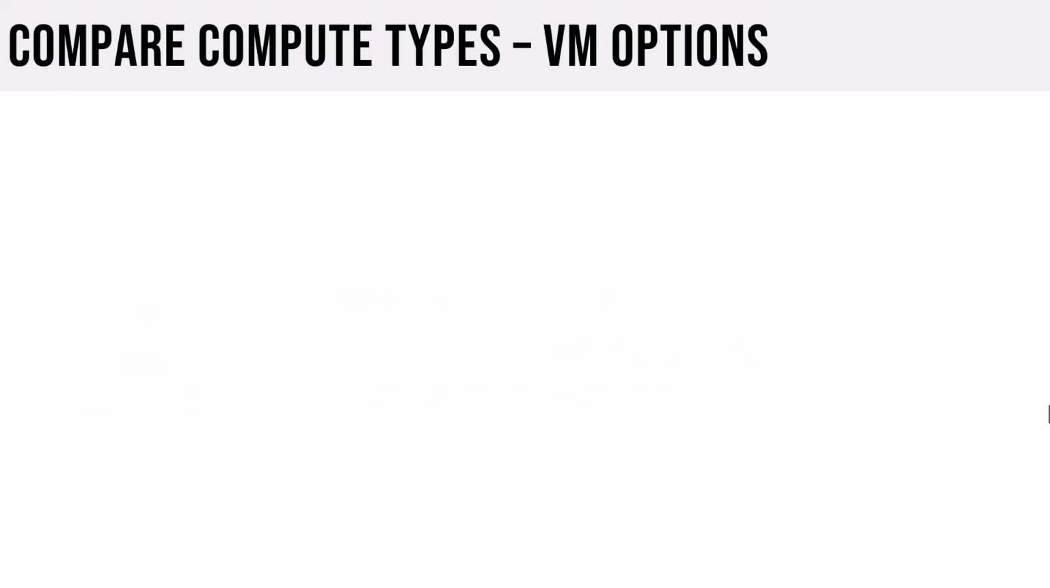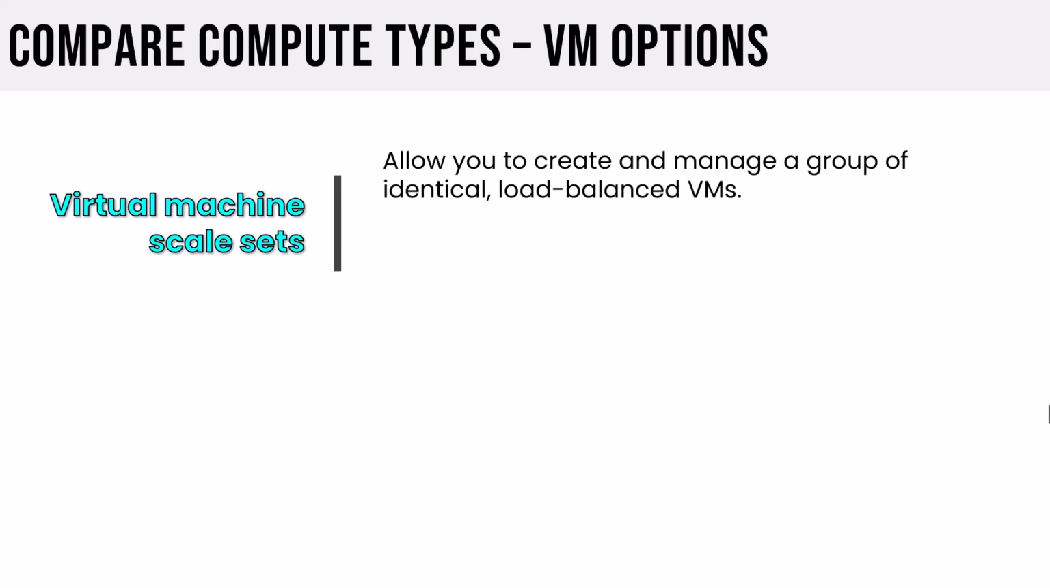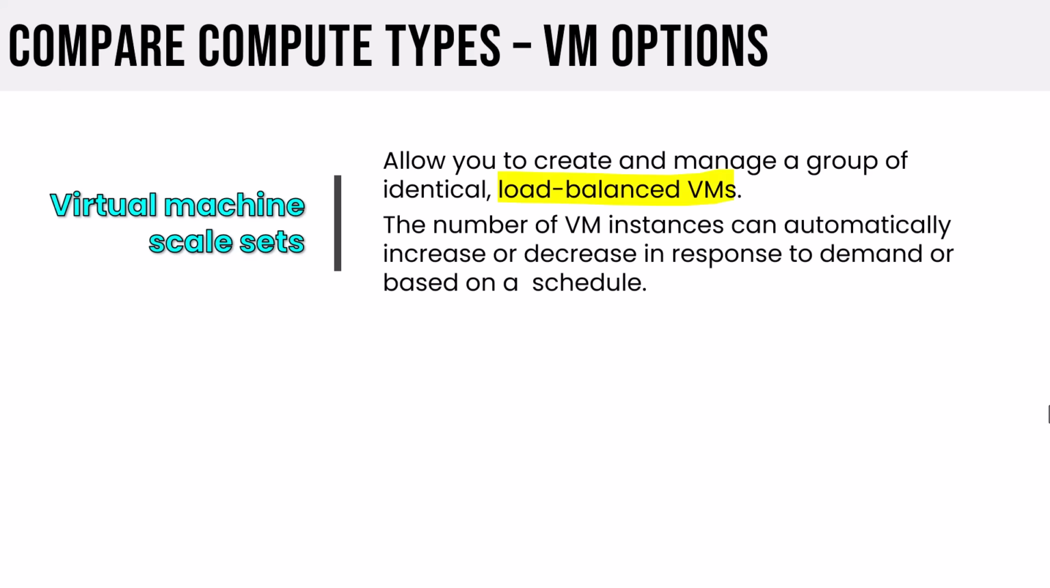And there are a couple of variations you'll want to be familiar with, the first of which are virtual machine scale sets. So VM scale sets allow you to create and manage a group of identical load-balanced VMs. The number of VM instances can actually automatically increase or decrease in response to demand based on a schedule. And because it says based on a schedule, that tips us off that the focus here is scale, or scalability and capacity, rather than elasticity, which would focus on rapid scale.